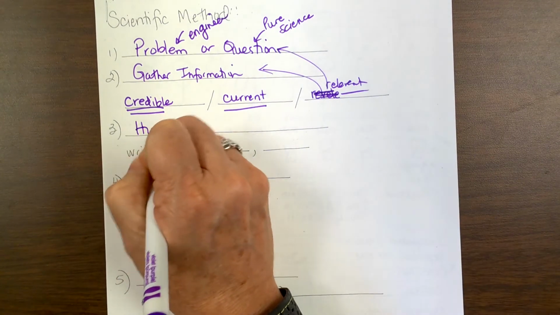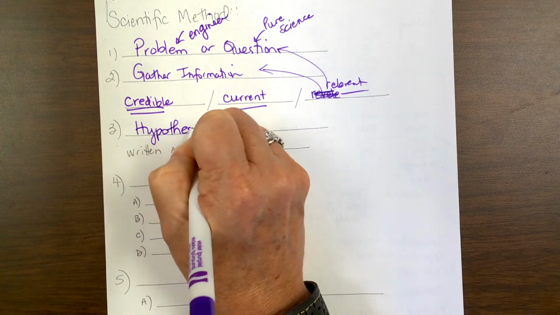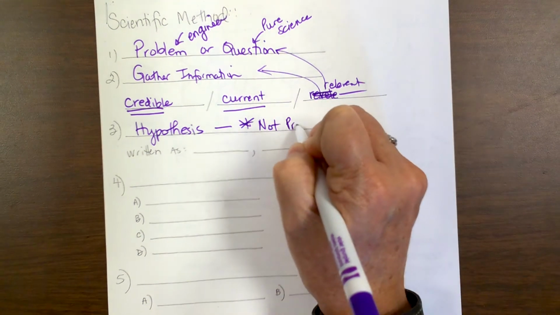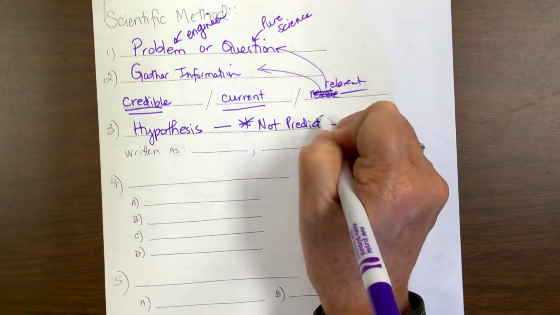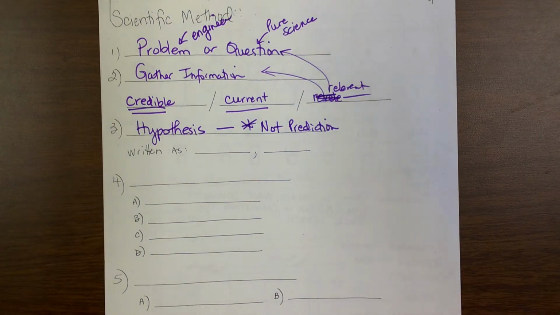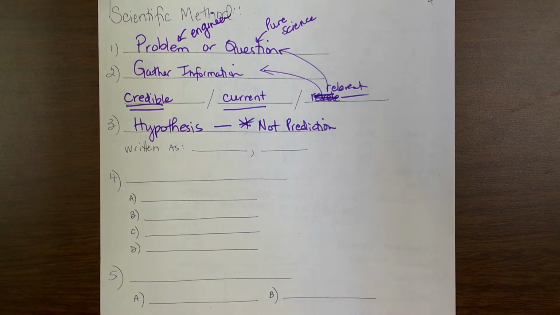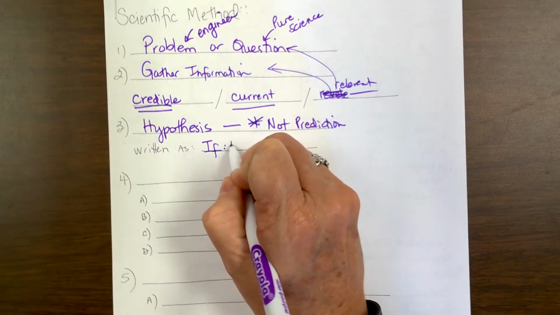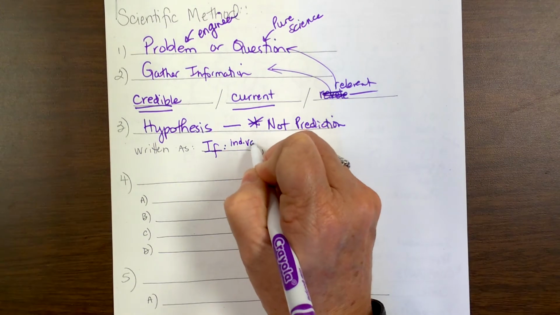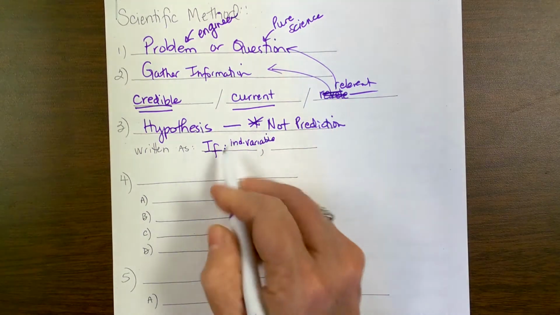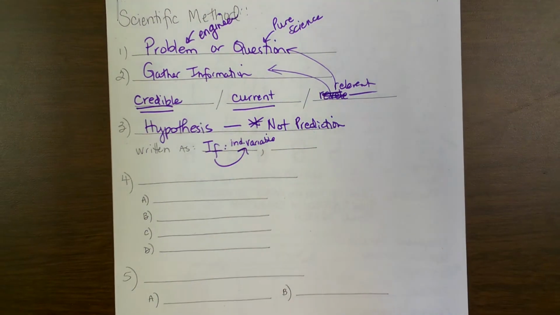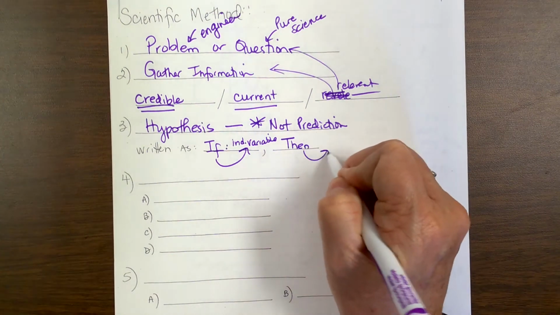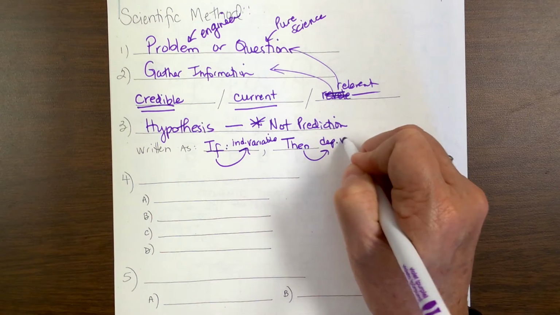And then step 3, you're going to write your hypothesis, and this is not a prediction. Okay, when you write a hypothesis, you kind of think you know what is going to happen, but you don't write it that way. You write it if, okay, and then so if I do whatever your independent variable is, then your dependent variable.